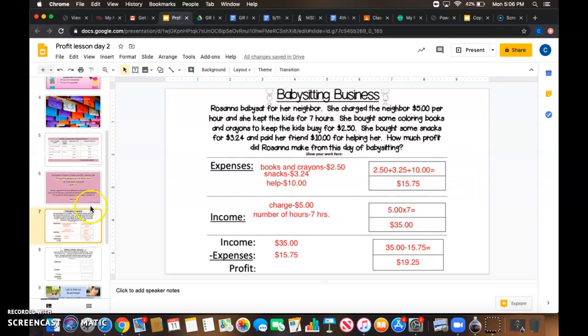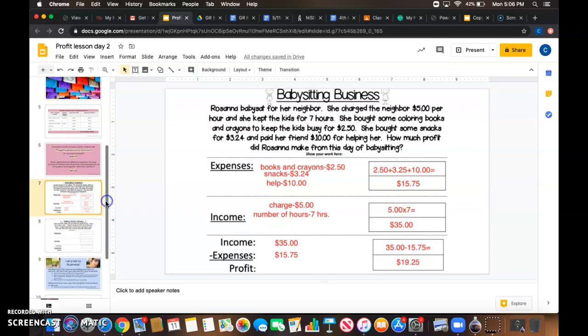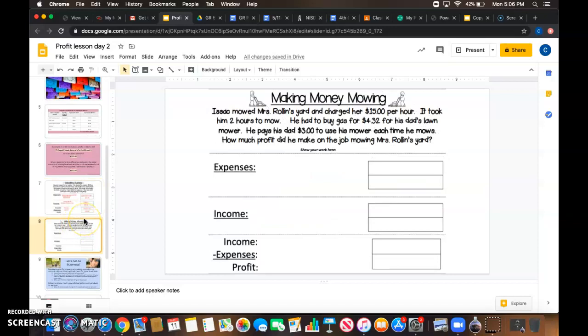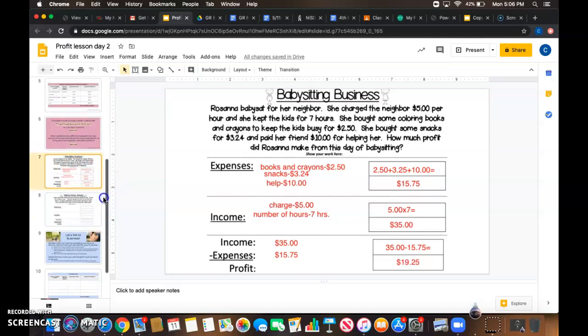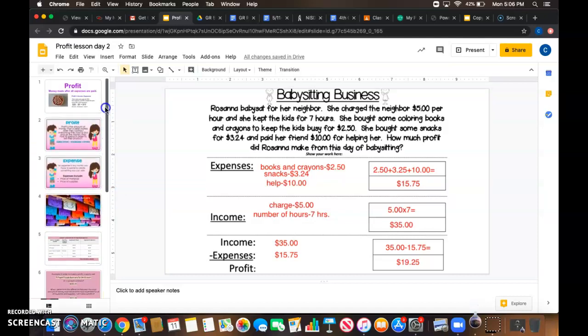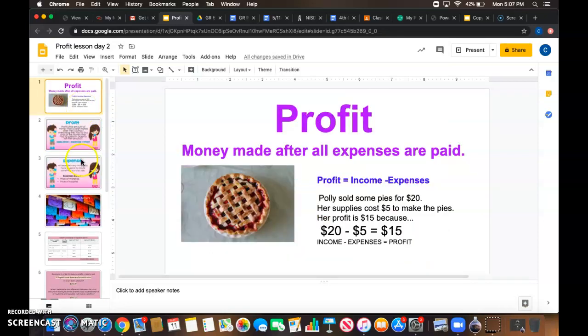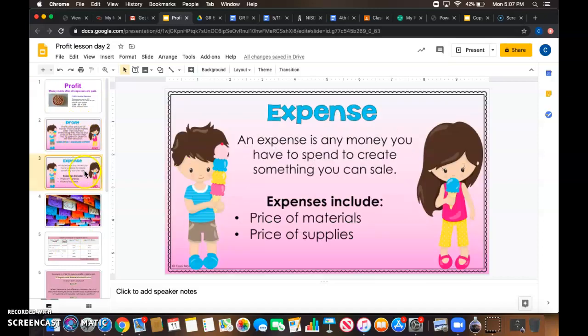And if you want to do this activity, making money by mowing lawns, you'll refer to the babysitting business. So good luck, guys. You can choose either one of those activities, or you can do both. And again, you can watch the video as many times as you need to use these anchor charts as your reference. Good luck.